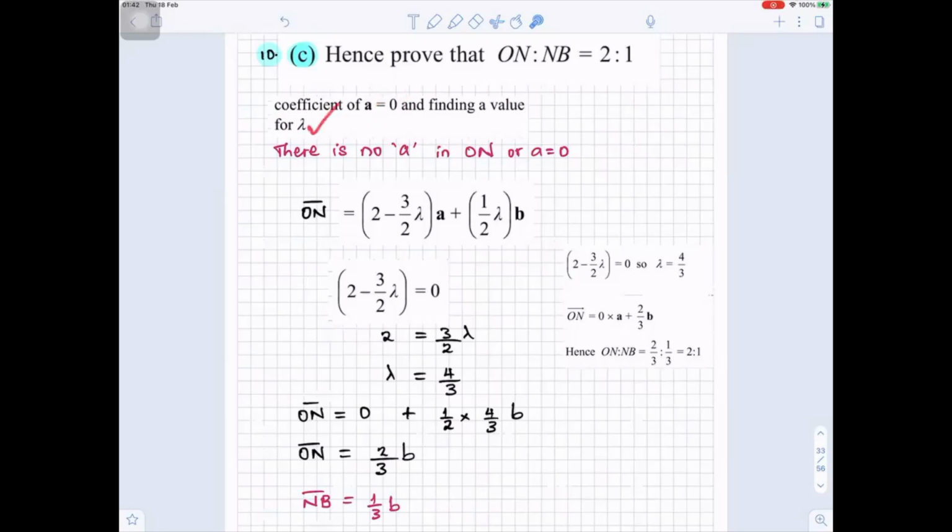So we want to find the value of lambda because there is no A in ON. The A coefficient is 0, so we want to put all of this to be 0. 2 minus 3 lambda equals 0, so that gives you lambda to be 4 over 3. Now that you know what lambda is, ON would be equal to 0 plus half times 4 over 3 B. Half times 4 over 3 gives you 2 over 3 B. So that means NB would be 1 over 3, because if ON is 2 over 3, what do you add to 2 over 3 to get 1? You get 1 over 3.